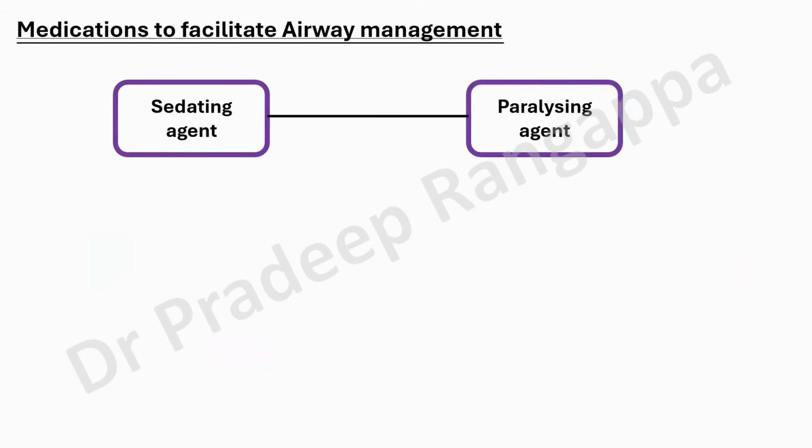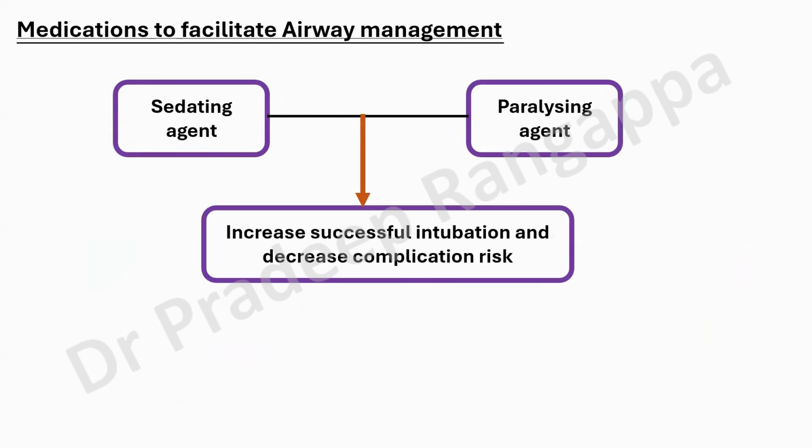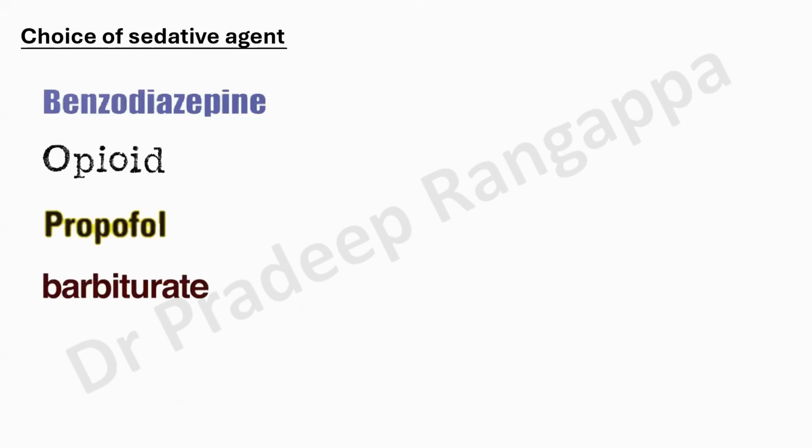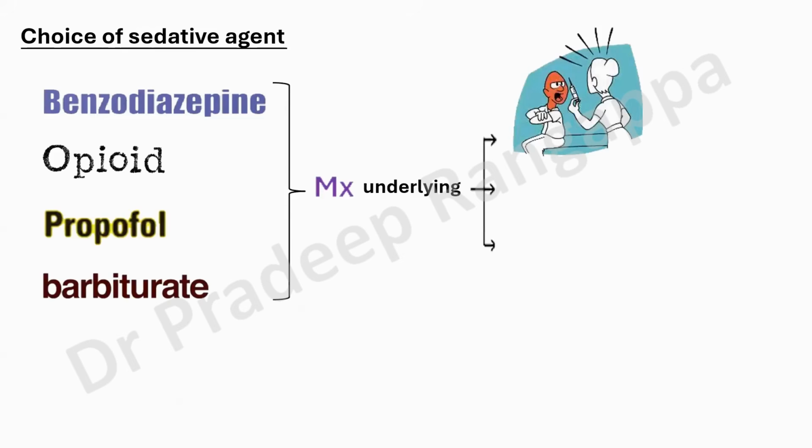So that's about corrosive. So we'll just move to the type of medications that you would pick while handling the airway in poisoning. The type of sedative agents and paralyzing agents will determine the ease of intubation and decrease the complication risk. When we look at the choice of sedative agents, we have benzodiazepine, opioid, propofol, and barbiturate, and all this is dependent on the type of underlying poisoning. If someone has already taken benzodiazepine, you wouldn't want to give benzodiazepine. If someone has already taken opioid, obviously you wouldn't want to administer opioid, and so on and so forth.